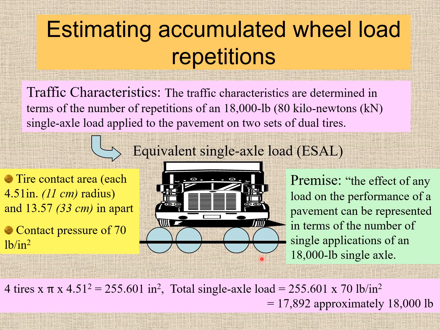Well, if you look at the information which is given related to the standard axle, there are four tires. The contact area of one tire is pi r square. So you can see there are four tires, so this is the total contact area from the four tires. Obviously the total single axle load will be this total contact area multiplied by the contact pressure of 70 pounds per square inch. So that is coming approximately equal to 18,000 pounds.